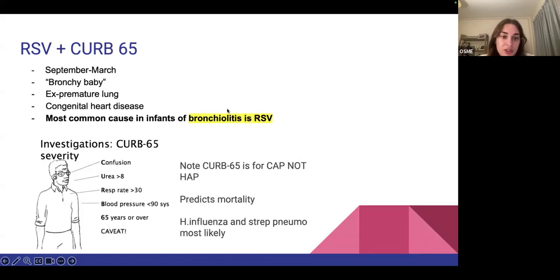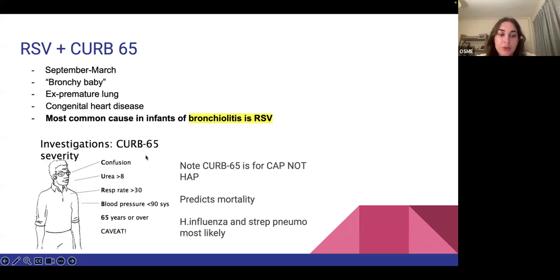Okay, so RSV: the thing to remember is if it's a child with bronchiolitis, it's always RSV for the purpose of lab med. You don't really need to remember much else. They might mention something along the lines of the kid was born in September, March time, and they might have congenital heart disease as well. But those things might not be mentioned, but if it's bronchiolitis, it's RSV.